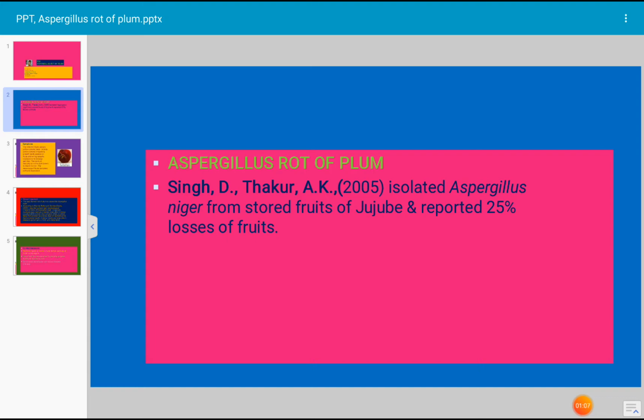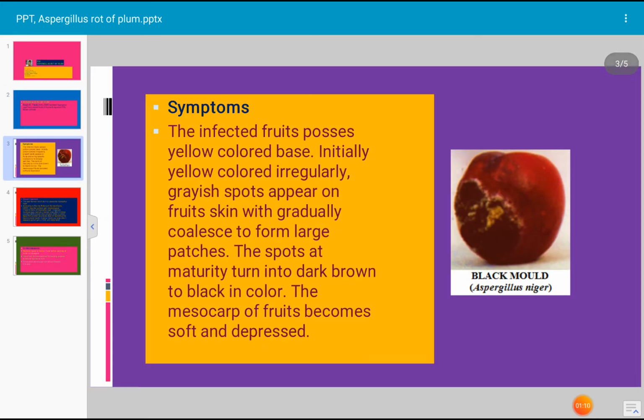Let us see the symptoms which are caused by Aspergillus. The photograph shown was taken from the market of Aurangabad, Maharashtra. The infected fruits possess a yellow colored base. Initially, yellow colored, irregular grey spots appear on the fruit skin and gradually the spots merge and a large patch is formed. The spots at maturity turn dark brown to black in color. The mesocarp of the fruits becomes soft and depressed.